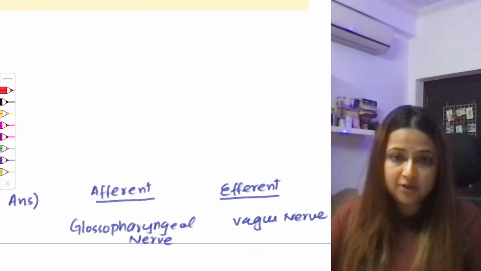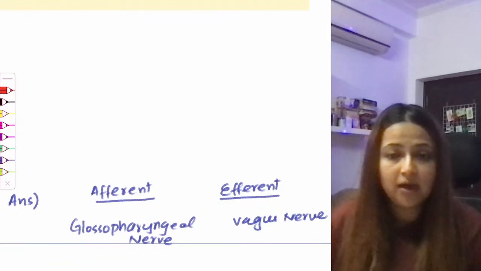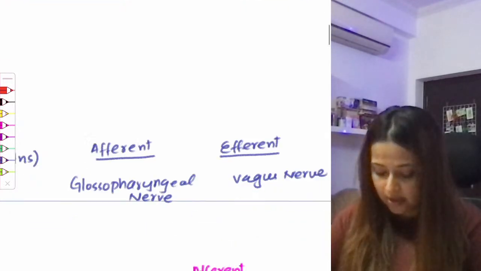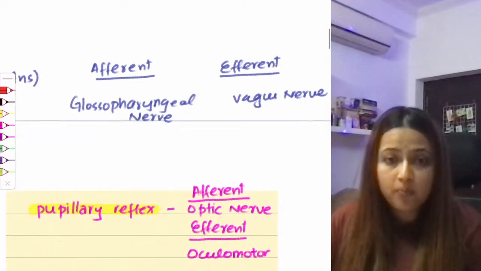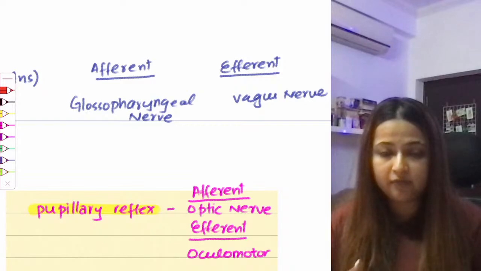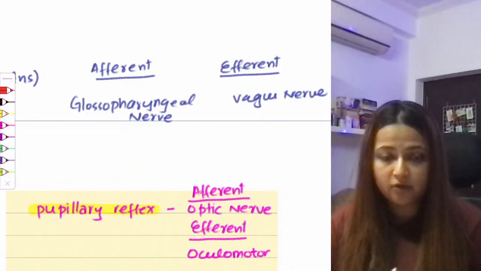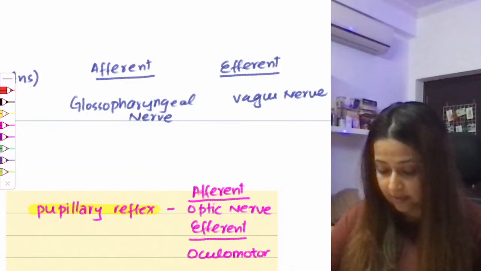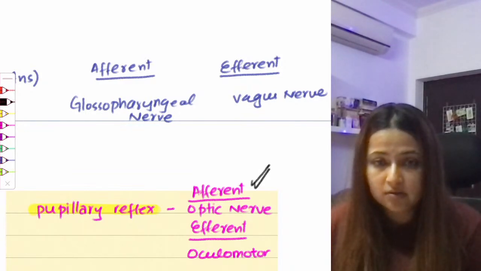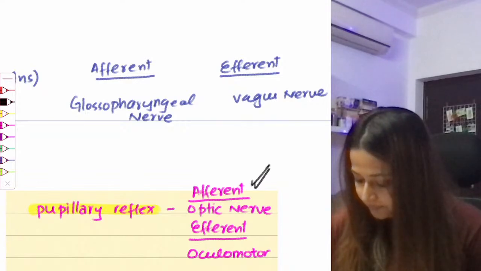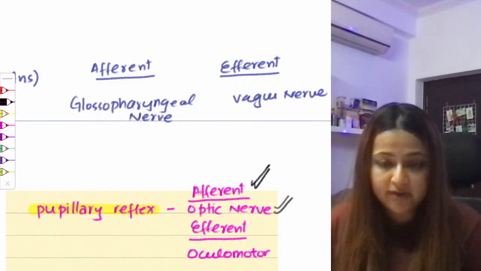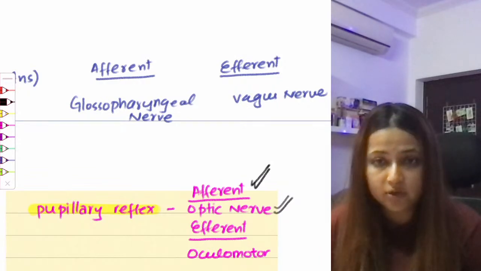Now the take home message is that you should also know about the other kinds of reflexes, what is the afferent and what is the efferent limb there, okay? So when you talk about the pupillary reflex, if the question asks you what is the afferent component or the efferent component of the pupillary reflex, what would you answer here? The afferent component of the pupillary reflex is the optic nerve. The efferent component of the pupillary reflex is the oculomotor nerve.